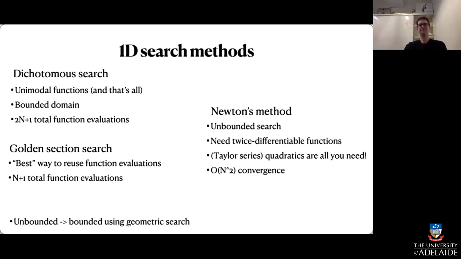So it's an unbounded search method where you need differentiable functions, right? Because you need to evaluate derivatives of functions, but really you're just doing a Taylor series expansion of a function, and then Newton's method drops right out. And the beautiful thing about Newton's method is that it has this order n squared convergence. So it has what we call quadratic convergence. So it converges very, very fast. And so that's why it gets used all the time, including in strange places like computer games, as we talked about.